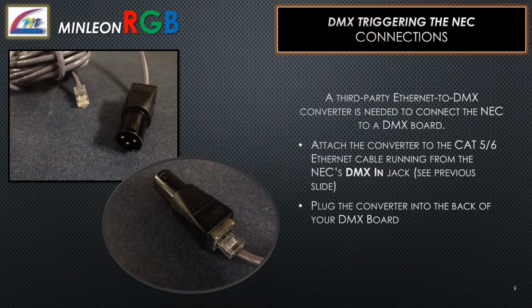A third-party Ethernet to DMX converter is needed to connect the NEC to a DMX board. Attach the converter to the Cat5 Ethernet cable running from the NEC's DMX in jack. Plug the converter into the back of your DMX board.